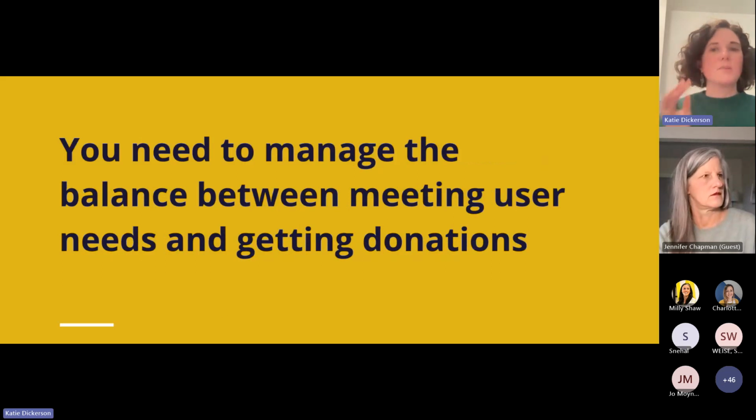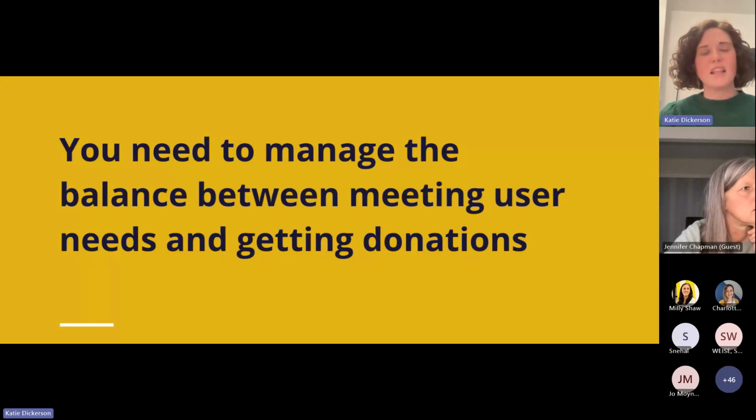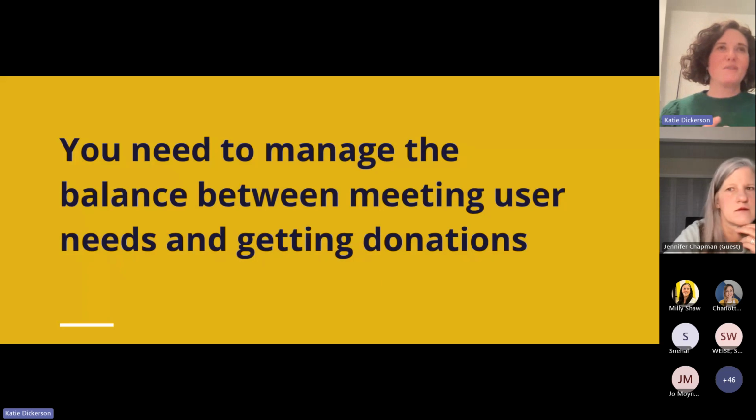You also need to manage the balance between meeting user needs and getting donations, which was something that I didn't think about at all before I started working in a charity. When I was working in the public sector, I didn't really think about where the funding for these services was coming from because most of our funding was coming from the Scottish government. But if you're working in a charity, you're trying to support people, but in order to support people, you need to get donations so that you have the money to run the services to support people. So it's thinking about how you can build donation asks into services, and getting that balance right can be really hard.